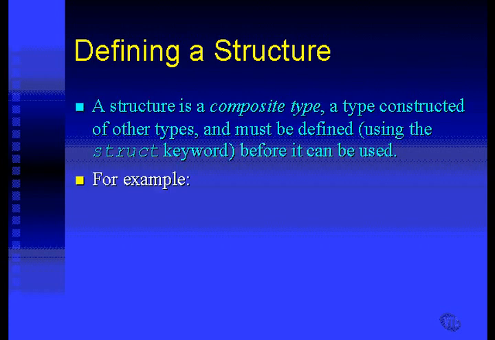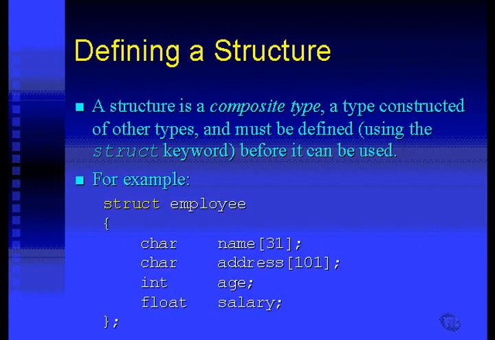Let's see what one looks like. Well, we use the keyword struct, and then we specify the name of the structure that we're trying to create. Then we use the open curly brackets, just as if we were creating a function, but we're not creating a function. Notice there are no parentheses after the word employee. Then inside the curly brackets, we put all of the fields of the structure. We call them fields of the structure.